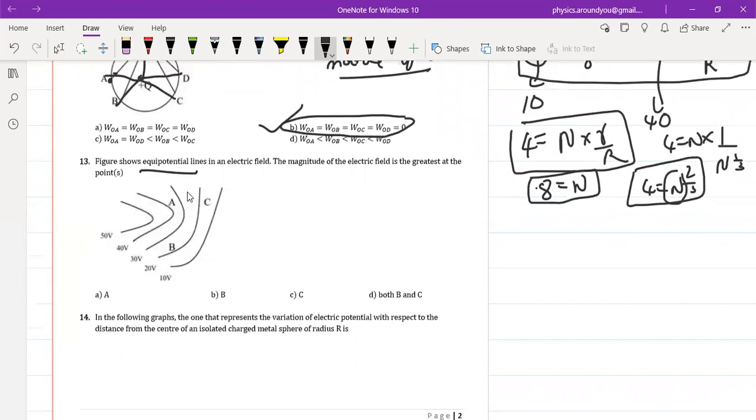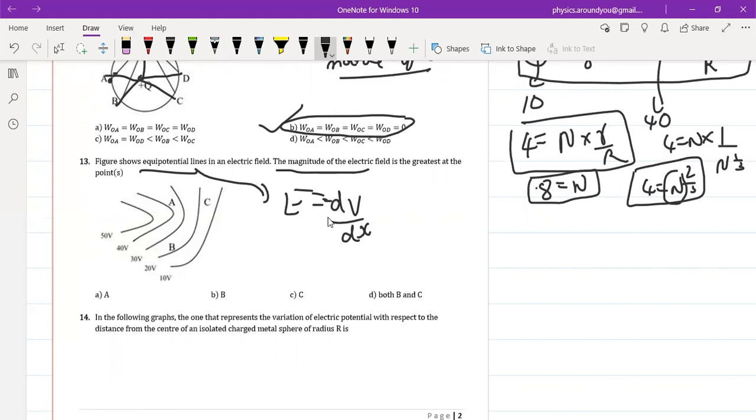Equipotential lines. Do not confuse this to be electric field lines. It is equipotential surfaces. How do you get the magnitude of electric field from equipotential lines? Well, we know that E is equal to dV by dx, right? I will ignore the negative sign for the time being because they're asking the magnitude.